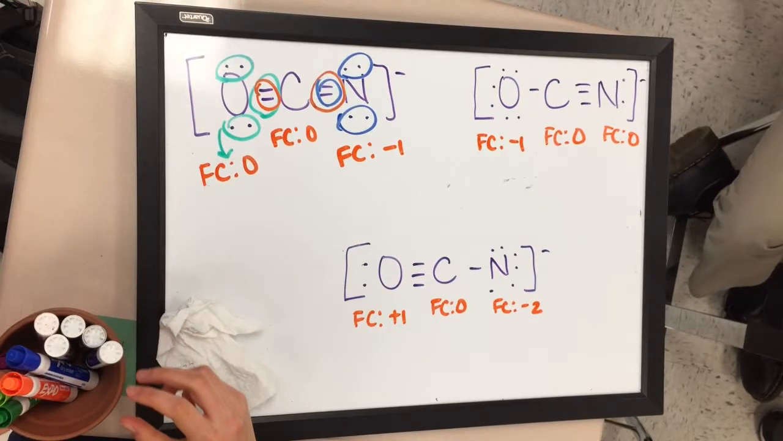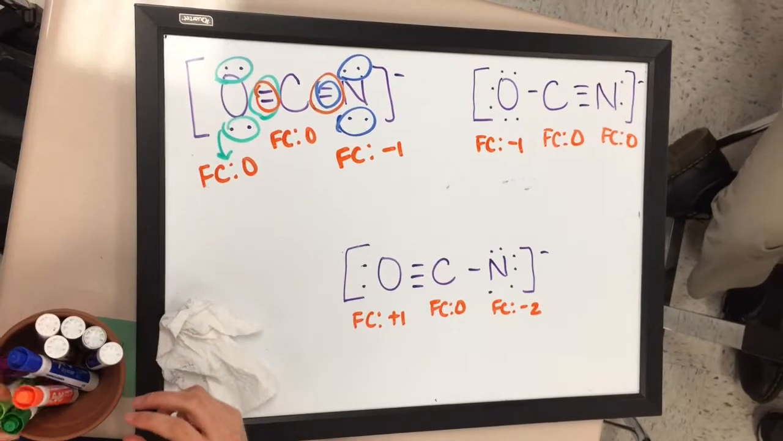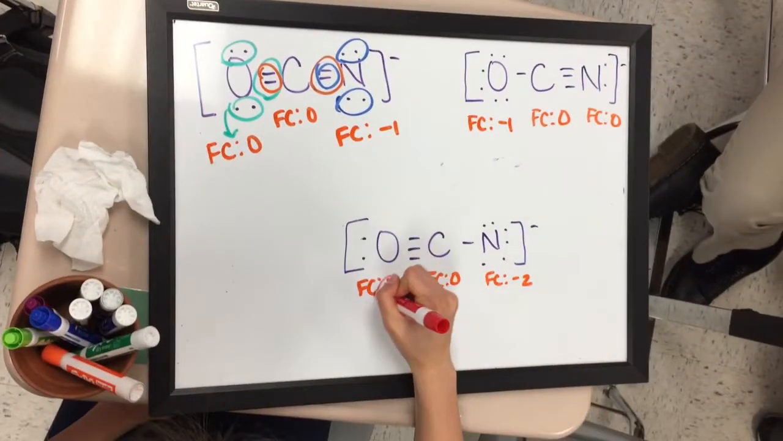Okay, so now we have all these formal charges. Now what? We know that the ion has a -1 charge, so the formal charges have to add up to -1. Okay, so they all do that.